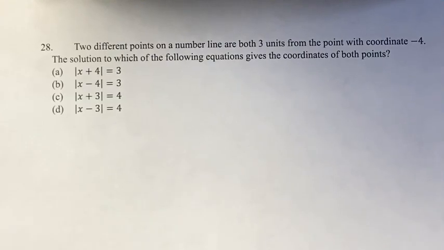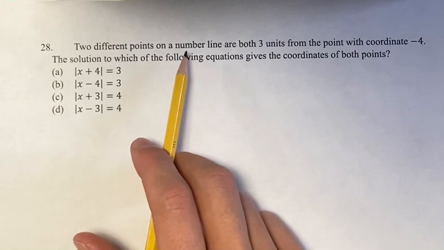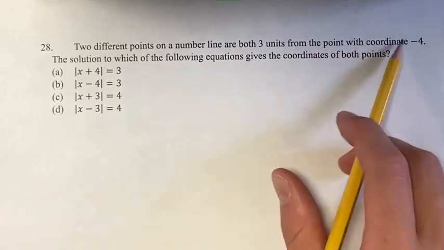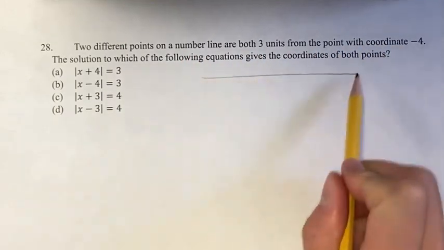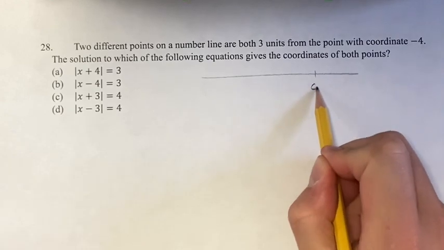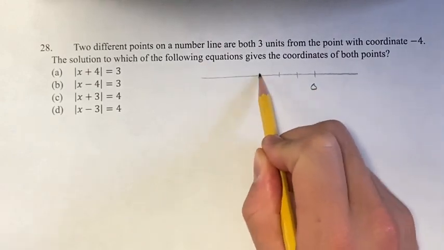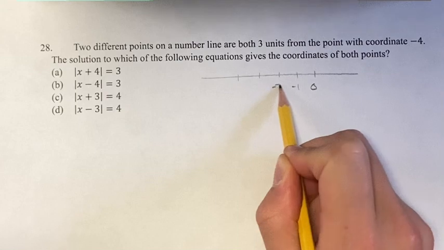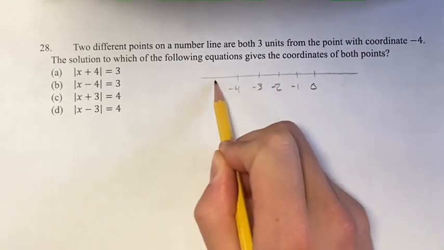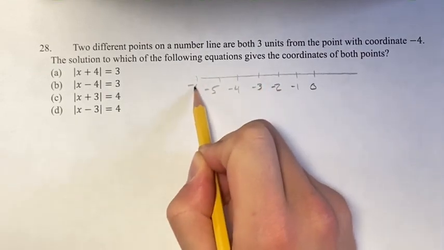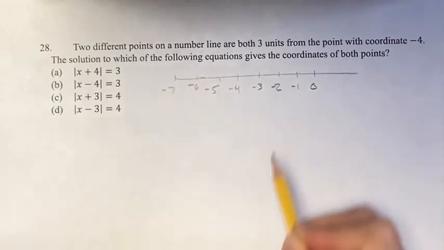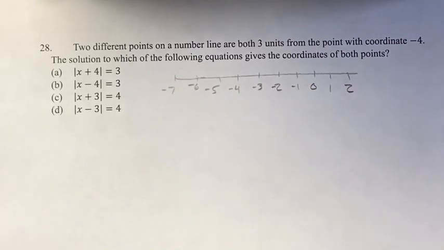In this problem, we're told that two different points on a number line are both 3 units away from the point with coordinate -4. So we draw our number line. We have 0 over here, and -1, -2, -3, -4. And then this keeps going. And of course, you have the positive numbers there.